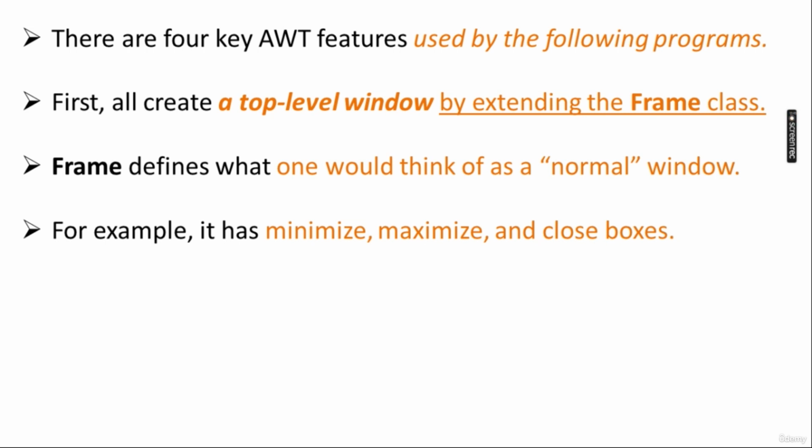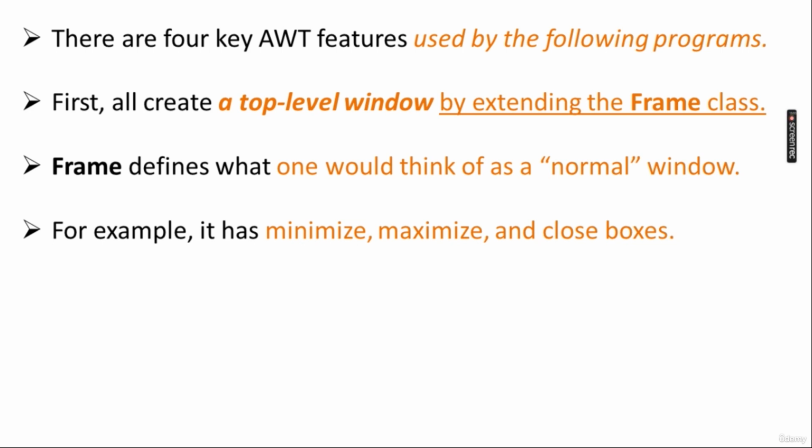First, we create a top level window by extending the Frame class. Top level window is the outer window. You have to extend the Frame. Frame defines what one would think of as a normal window, a basic window. It has minimize, maximize, and close boxes.